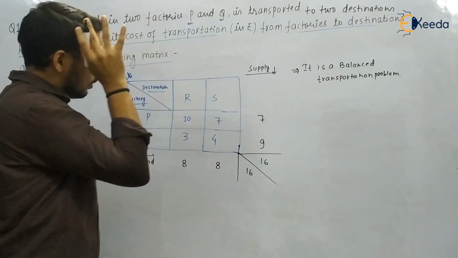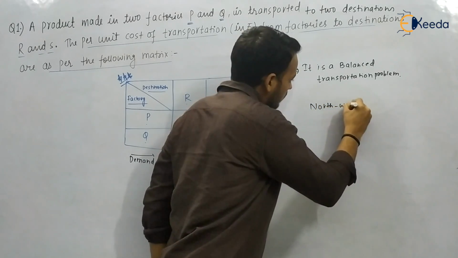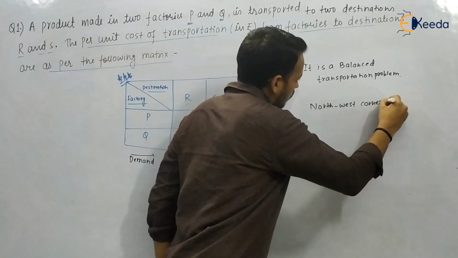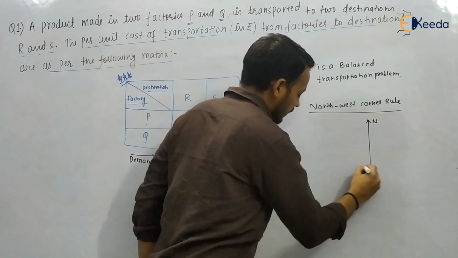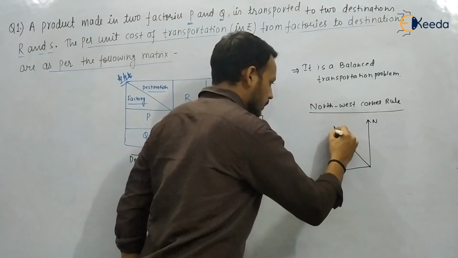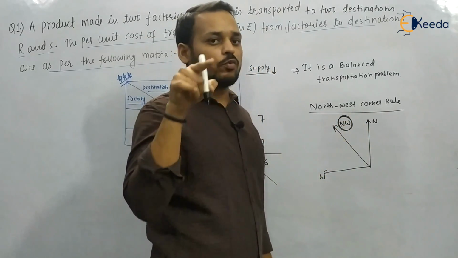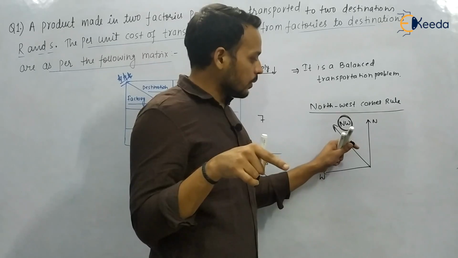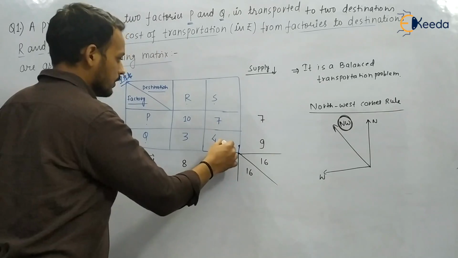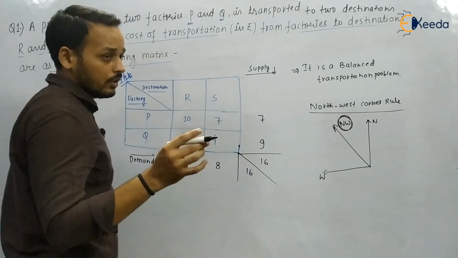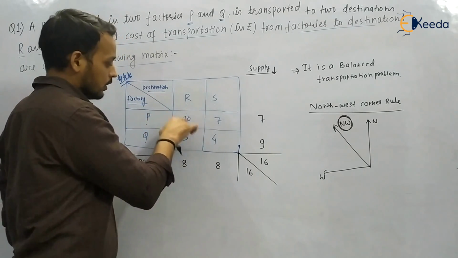We will apply the northwest corner rule because the question says so. How to apply it? We have to move in north and west, so the northwest will be in this direction. We have to first provide the units to the cost that is present in the northwest of the cost cell matrix. Look here, this is the north and this is the west, so this 10 is present in the northwest. So we will supply the units to this cell.